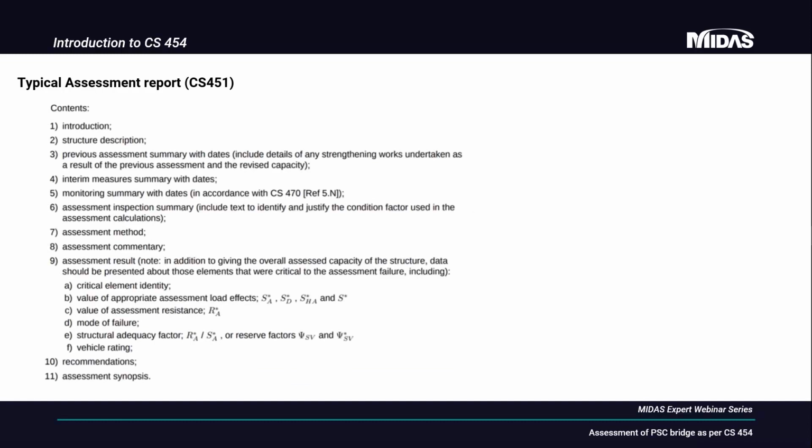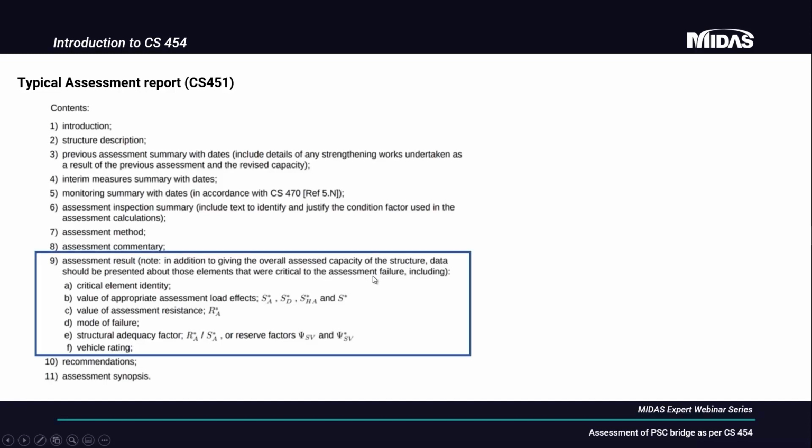So a typical assessment report comprises of first the introduction, then a structural description, then if any previous assessment has been done on the structure, then the summary of those as well as dates. Then based on those assessments, if any interim measures were taken, for that the summary and dates need to be mentioned. Then monitoring summary with dates in accordance to CS 470, and then assessment inspection summary, and then assessment methodology, assessment commentary, and then assessment results.